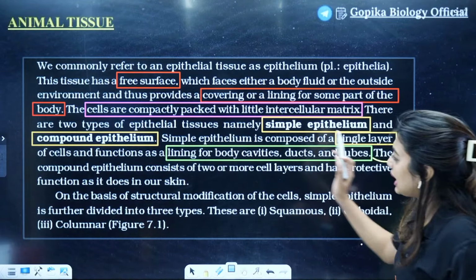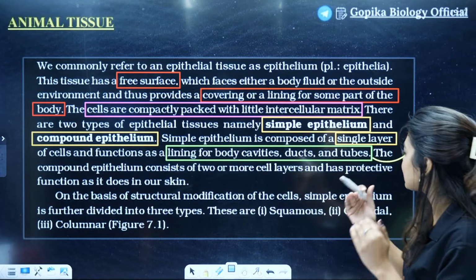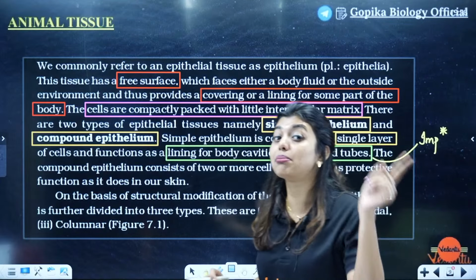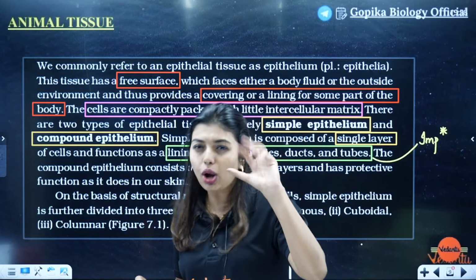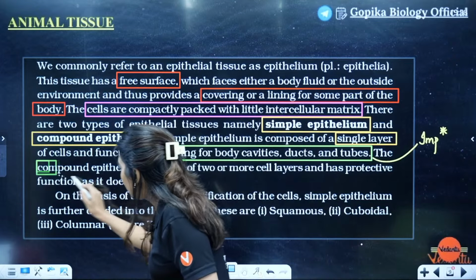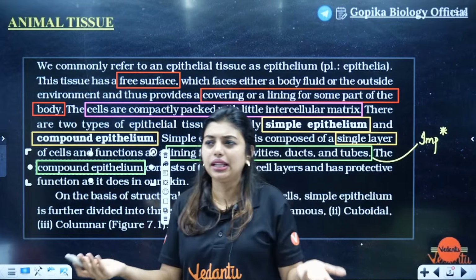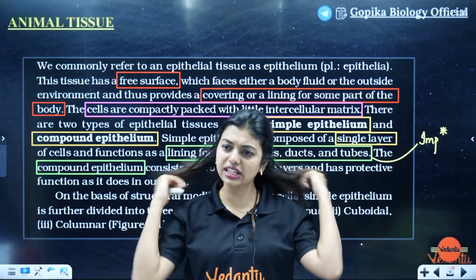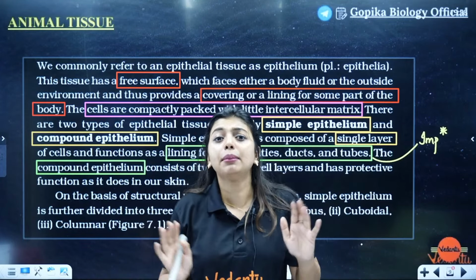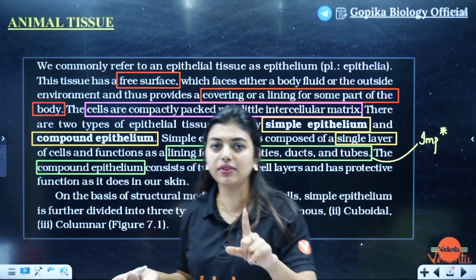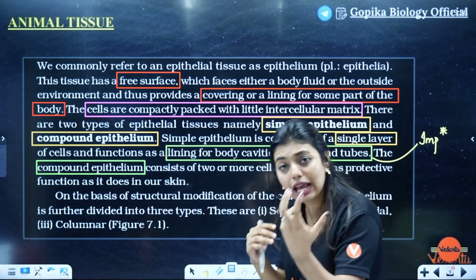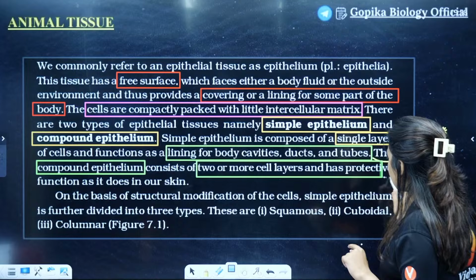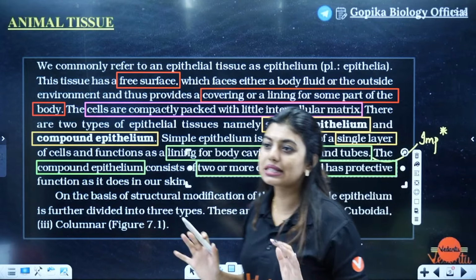Now, the compound epithelium consists of 2 or more cell layers and has a protective function, as it does for our skin. I told you, compound is multi-layered. Here you should understand: I can send Vijay with 2-3 black cats, no problem, but if I send him with 1 black cat, I will not have peace. Same way here also, if there are more layers, then they can do protection, 2 or more cell layers with protective function as it does for the skin.